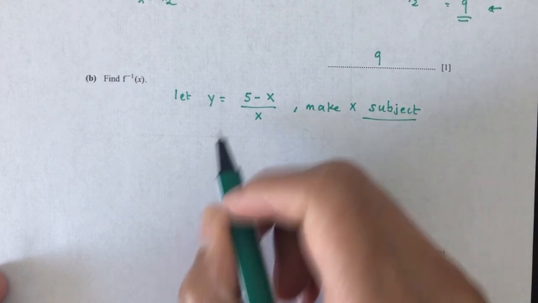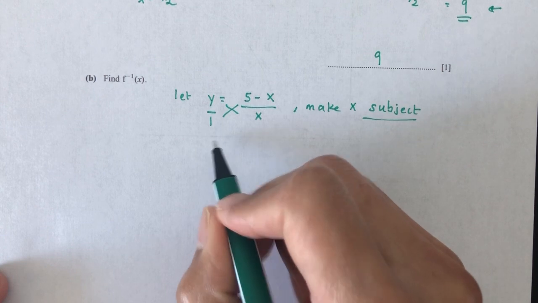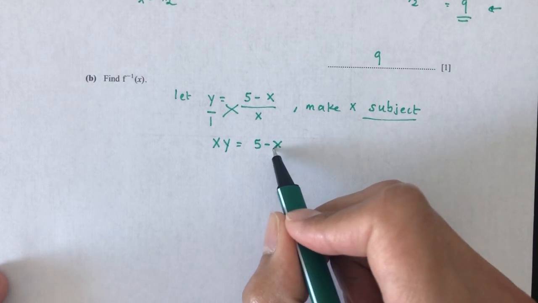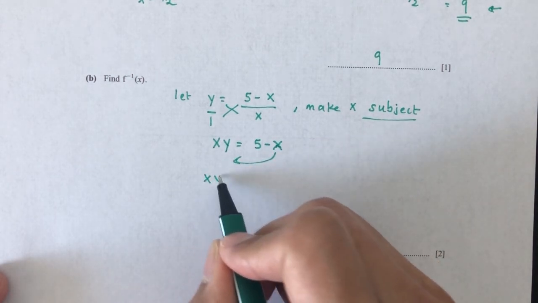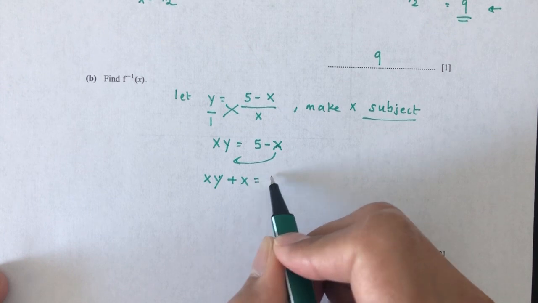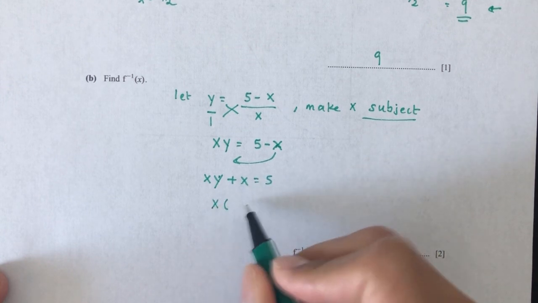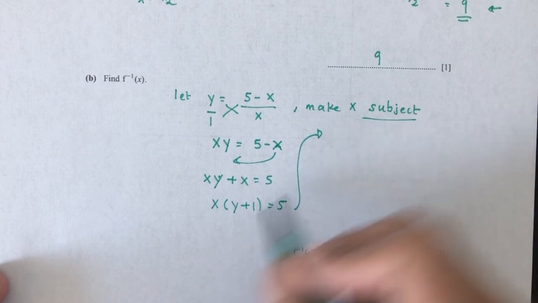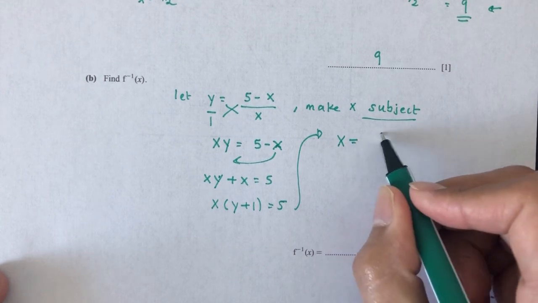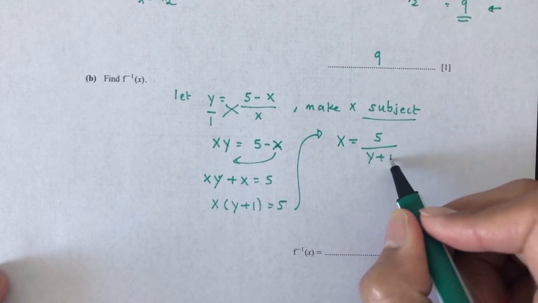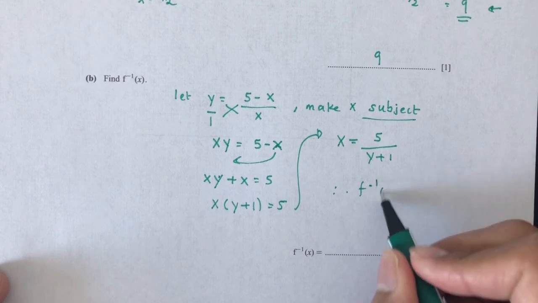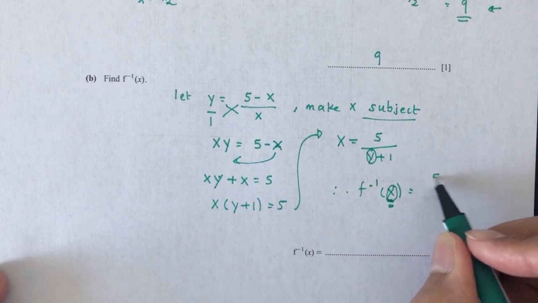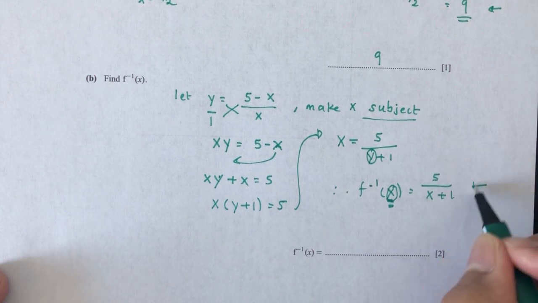Okay, so cross multiply. So x times y is xy equal to 5 minus x. So we bring x on one side, we have x plus xy equal to 5. We factorize x outside, we have x(y plus 1) equal to 5. Okay, so now we have to find x. x will be 5 divided by y plus 1. So thus we have the inverse function of x. Since it is in terms of x, we have to replace the value of y by x. So 5 over x plus 1 is your answer.